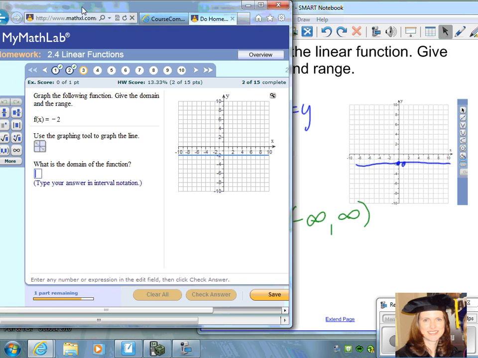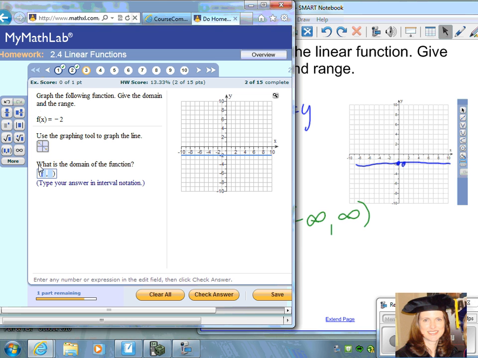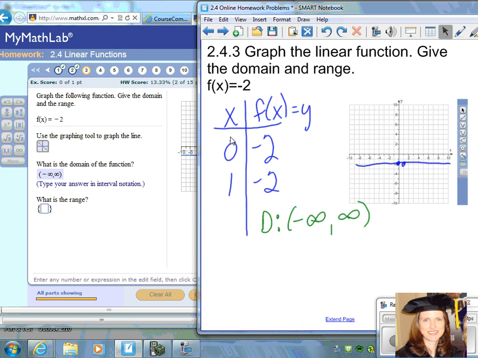Using the palette here, using the parentheses, it's negative infinity to infinity. Check your answer. Fantastic. Now the range. The range, when you're looking at the graph like this, is how low the graph goes and how high the graph goes. The lowest that this graph goes on the y-axis is -2. The highest that this graph goes is -2. So it's no longer a collection of values, it's a single value for the range. And we're going to put that value in squiggly brackets.